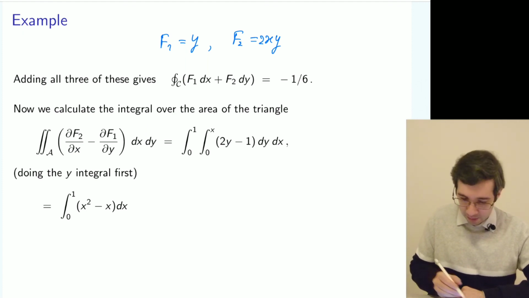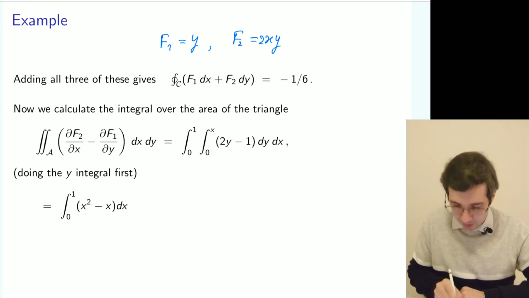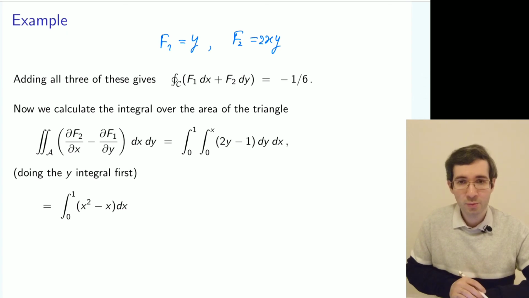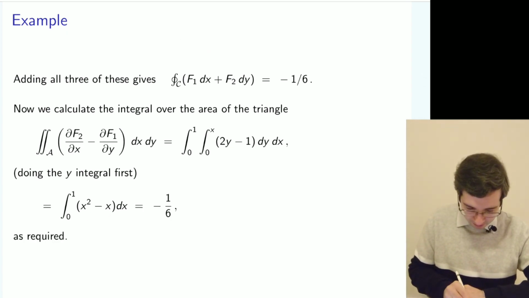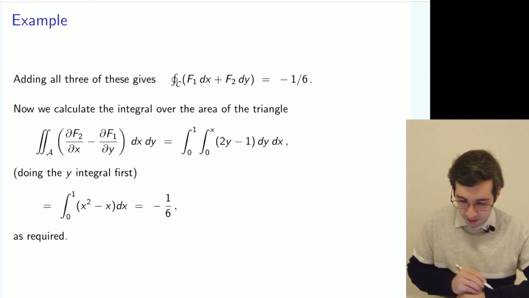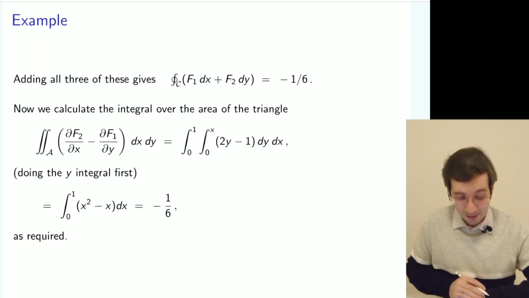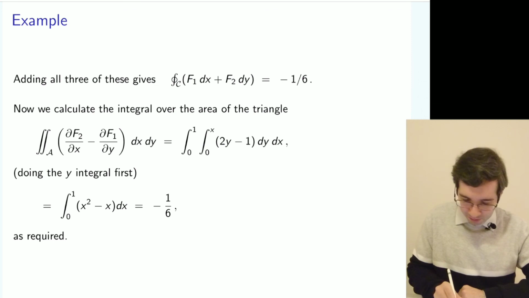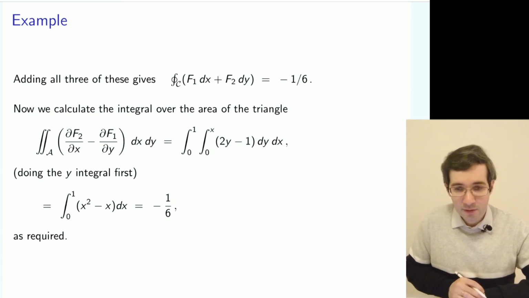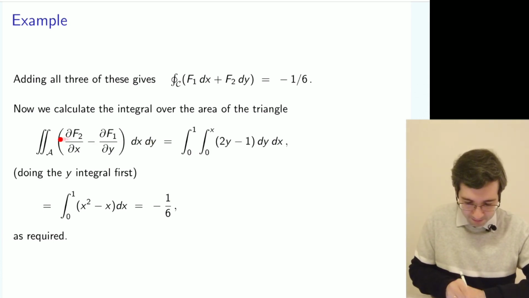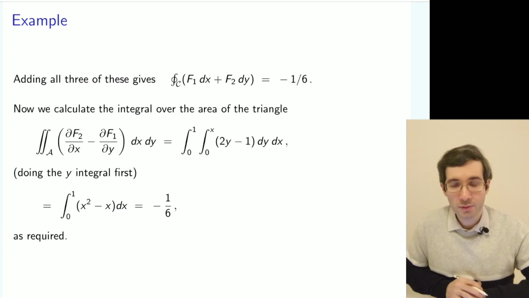And then all we need to do is to compute the double integral using the way we've been taught previously. And if we do it by computing the y integral first, because it's known, we can get -1/6. So that's what we wanted. So the left-hand side of Green's theorem is the same as the right-hand side, which we were required to demonstrate.